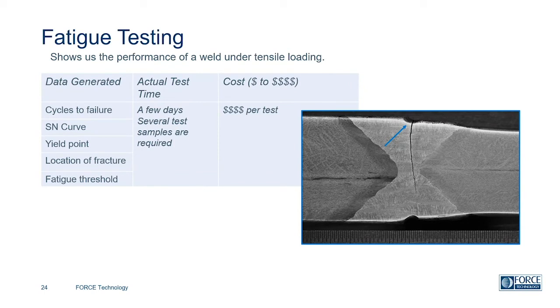Similar to the fracture toughness testing, these could be expensive tests because they take quite a few days to do, and several test samples are required. And the machines are operating in some cases 24 hours a day. So it's a continuous operation. Several samples are needed, and that pushes up the price. So the data generated: cycles to failure, SN curve, yield point, location of fracture threshold. These are things that we can get from our fatigue testing.